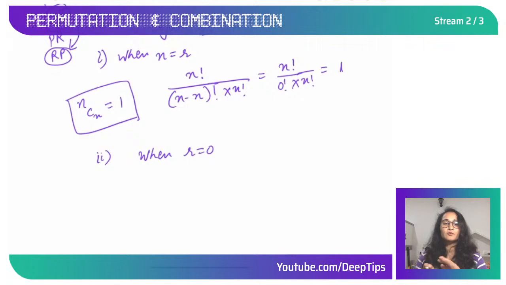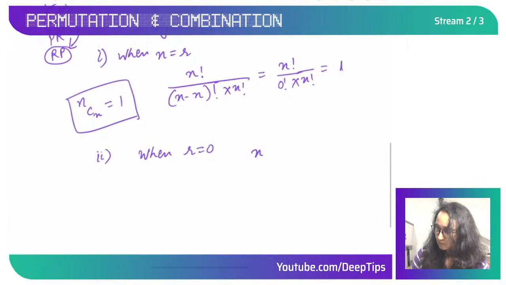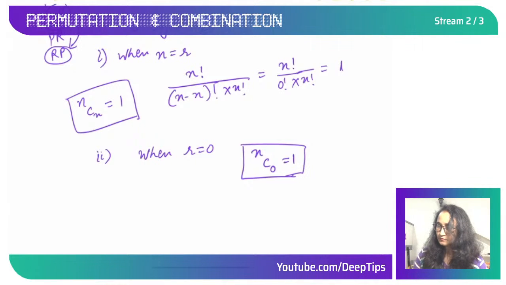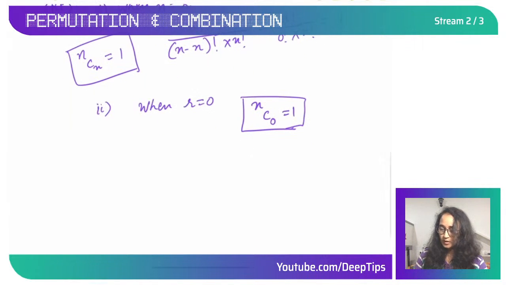There is only one way: don't select anything. So if you substitute, you will get the answer nC0 equals 1. This is the second result. Okay, now there is one more.